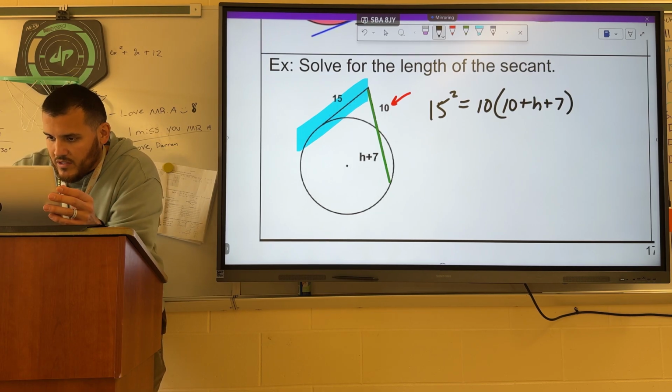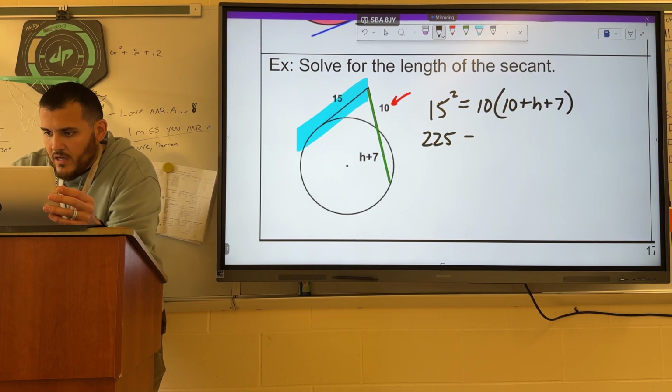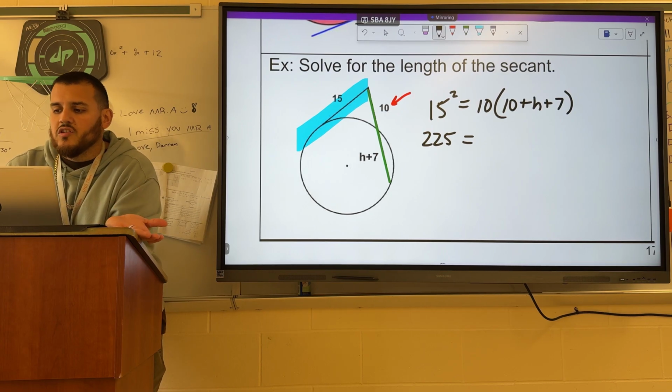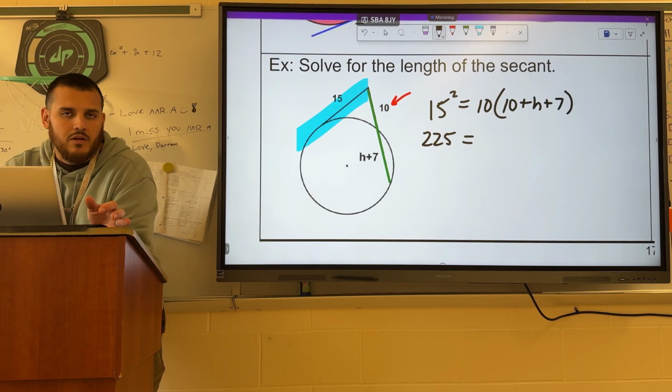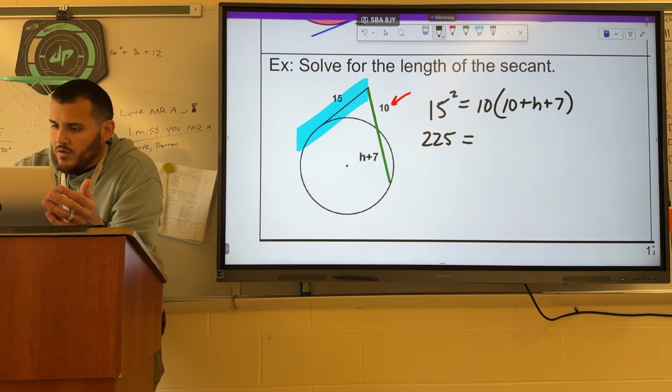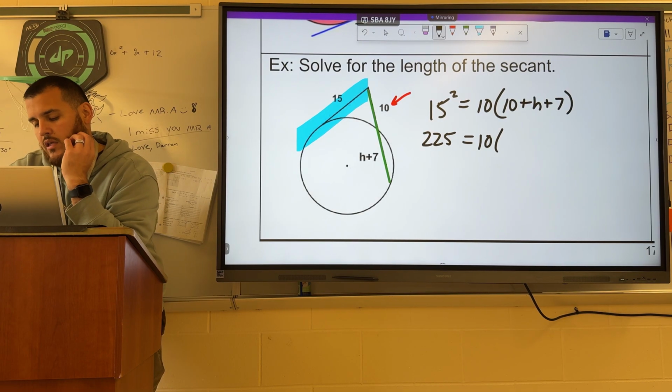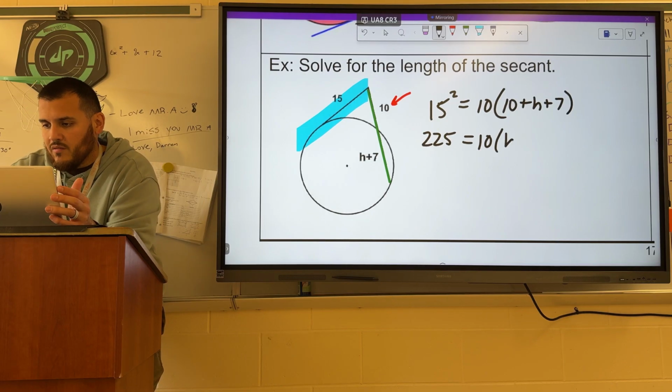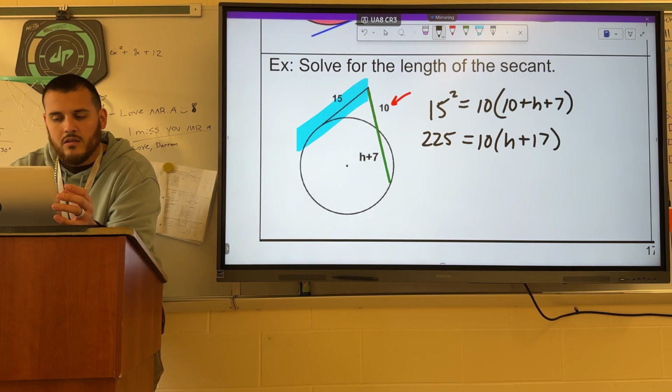We can go ahead and do the 15 squared is 225. Okay, then there's two things we could do here. I could just distribute the 10 to all the terms in the parentheses, or I could just combine the 10 and the 7 in the parentheses, which is what I would like to do. It looks a little bit better. So 10 plus 7 in there would give me a plus 17 with the h.